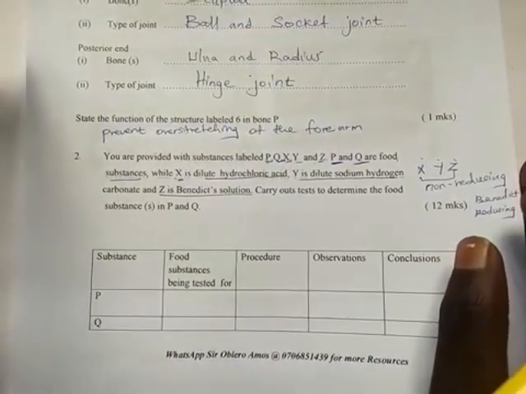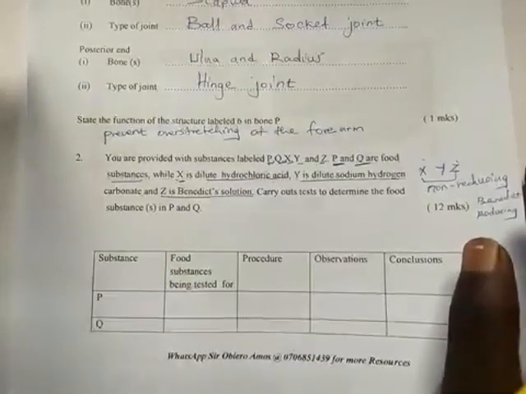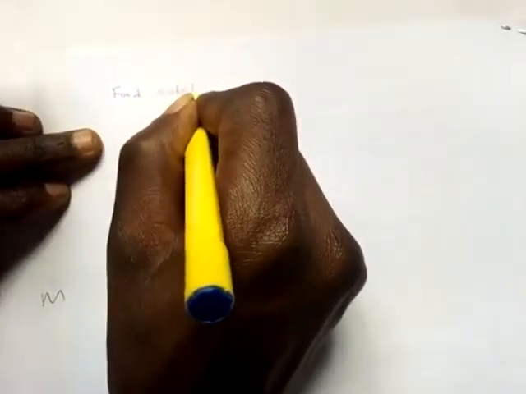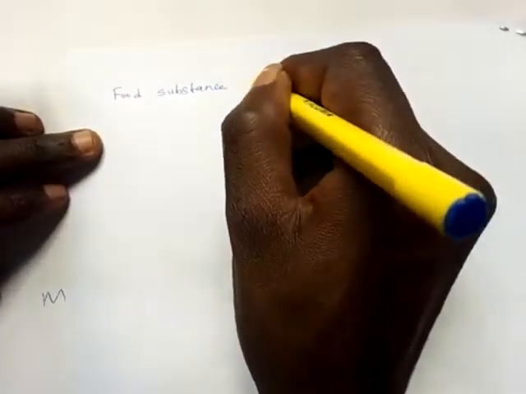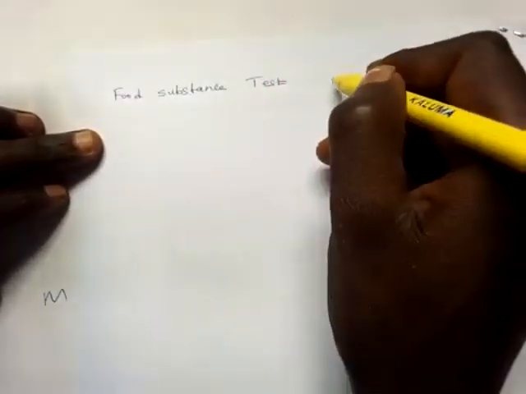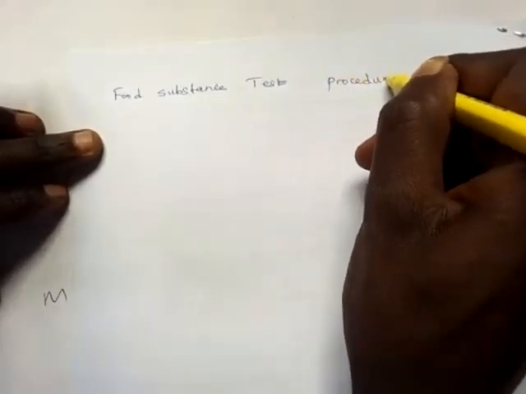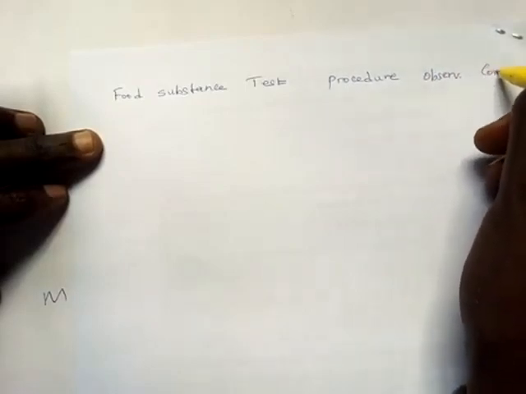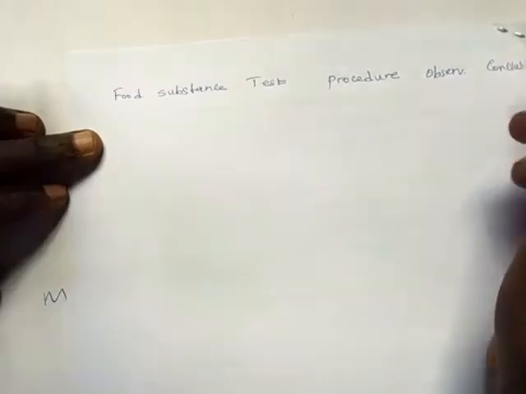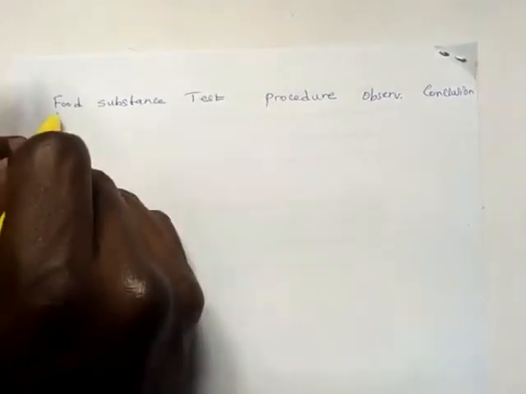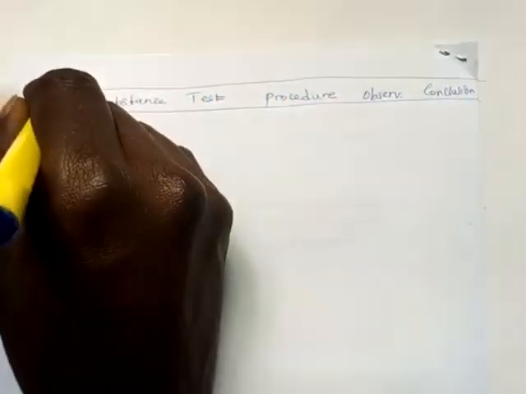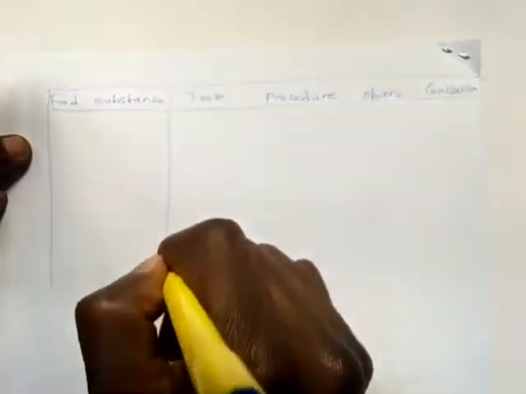Now here, because our space is very small, let's use this space. You write now the food you are testing for, the food substance, and then you write the test, and then the procedure to be followed, procedure, observation, and finally the conclusion. And now here, then you rule. Then you start with your food substance.